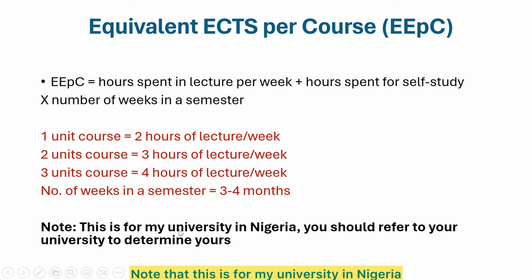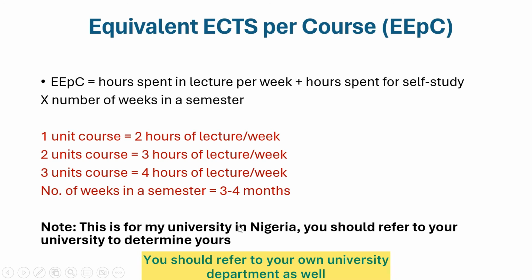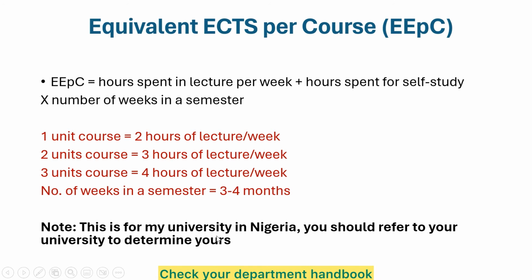Note that this is for my university in Nigeria. You should refer to your own university to determine yours as well. Check your department handbook. You should get information about this there. So if you take a 1 unit course, you expect to have 2 hours lecture per week. If it is a 2 unit course, you're expected to have 3 hours lecture per week. 3 unit course, 4 hours.